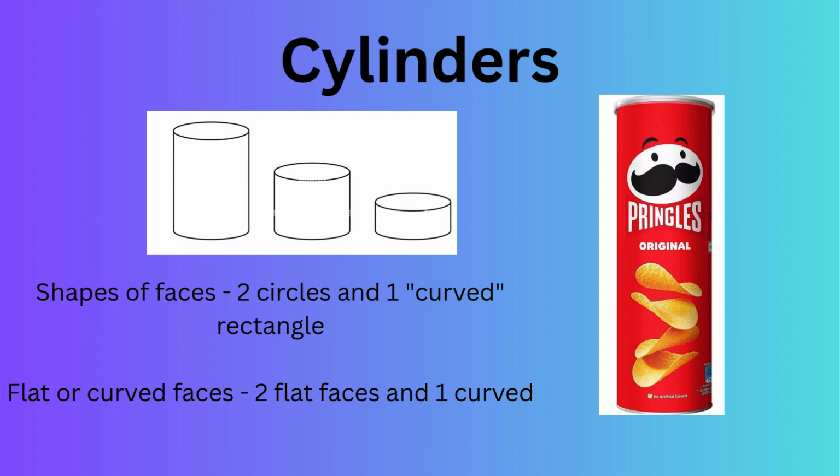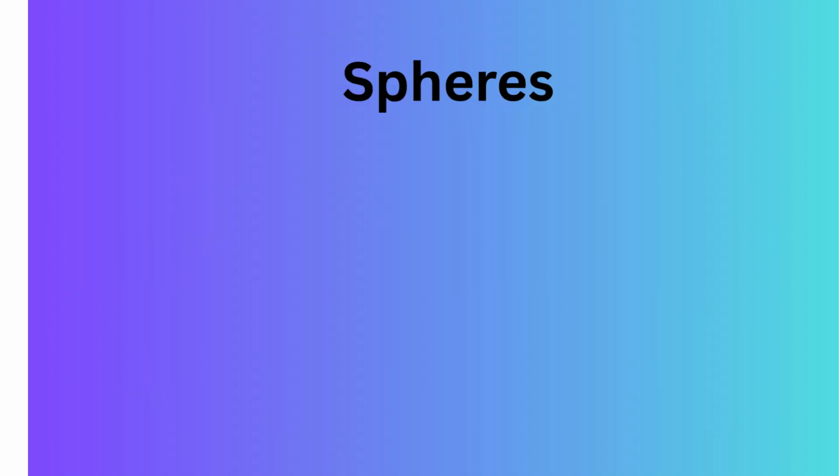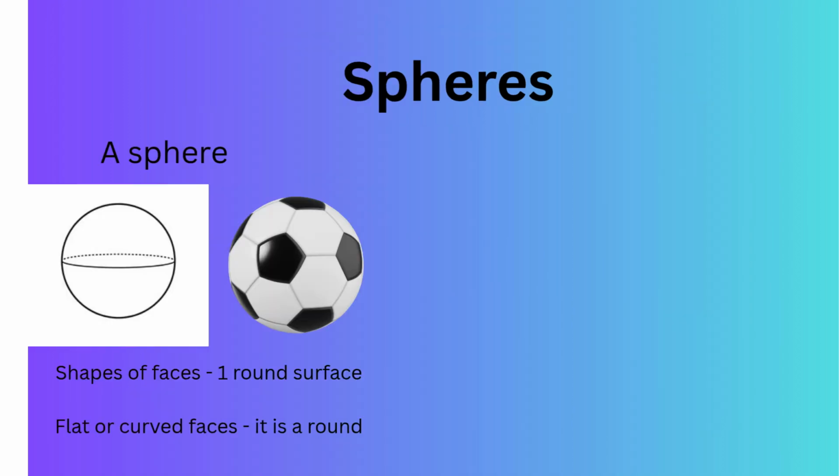Cylinders. Shapes of faces: 2 circles and 1 curved rectangle. Flat or curved faces: 2 flat faces and 1 curved face. Spheres. A sphere. Shapes of faces: 1 round surface. Flat or curved faces: it is a round curved surface.